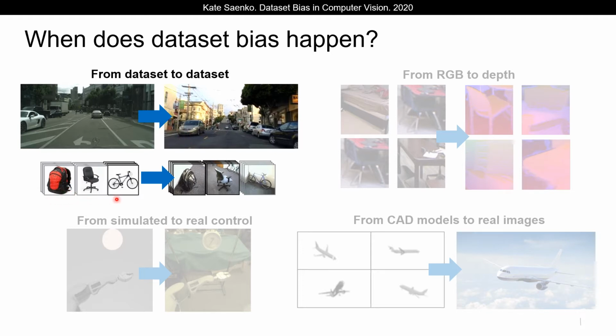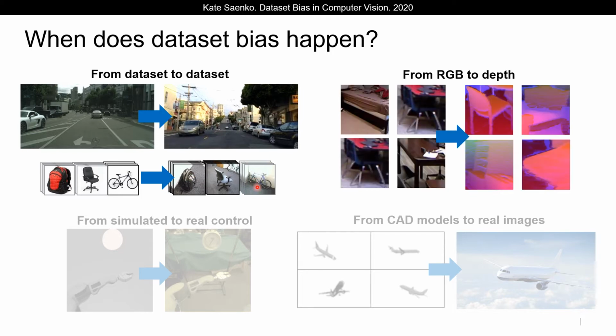Down here we have another example where the dataset is a dataset of objects that came from product images with white backgrounds and canonical poses, and the model is being deployed on a dataset collected from a mobile robot where the backgrounds are cluttered and the viewpoints and lighting conditions are very different. Another example of dataset bias is when it's biased to a particular modality. Here, for example, the dataset being used to train is RGB, and then at test time we get depth images. And here we'd like to adapt from RGB to depth images, so cross modalities.